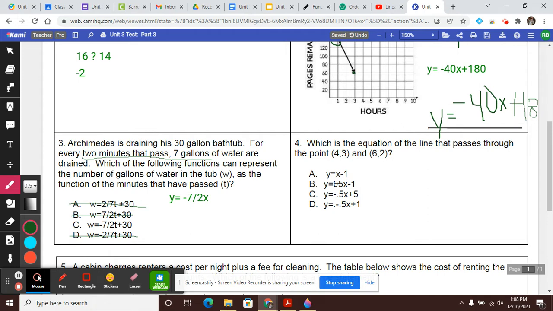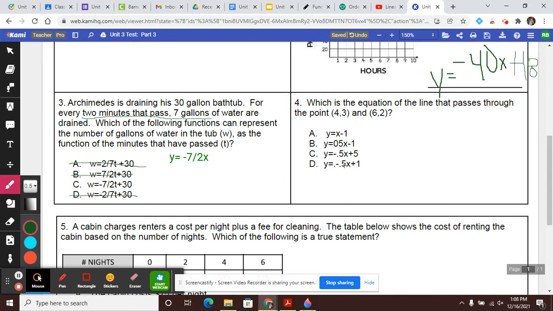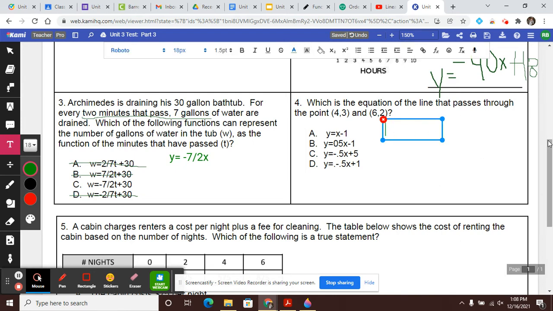Okay. Next one I'm going to do is number 4. It says, which is the equation of the line that passes through the point? Well, remember, first thing I need to do is I'm going to go ahead and find my slope. So I'm saying, okay, well, I've got 4 and I've got 3 and I've got 6 and I've got 2. Okay, to get from 3 to 2, I'm going down 1. Okay, to get from 4 to 6, I am going up 2.